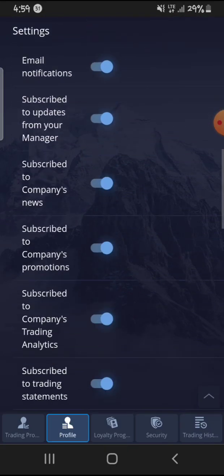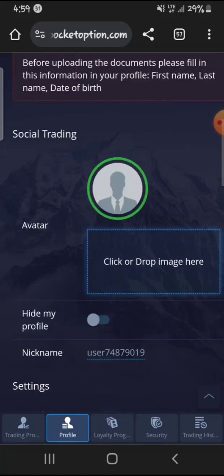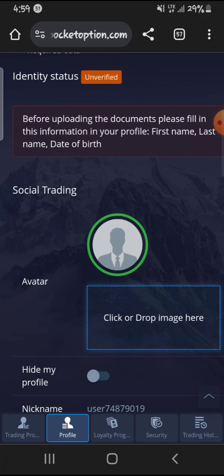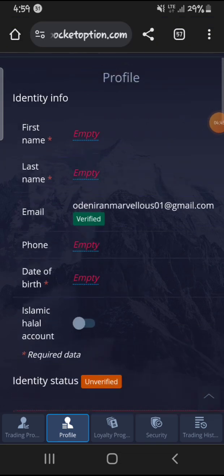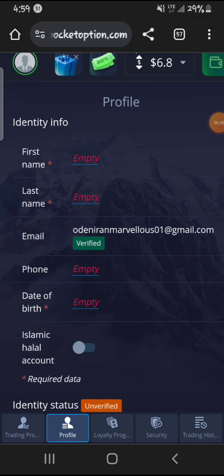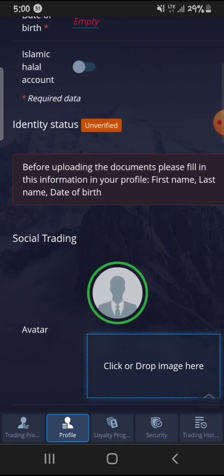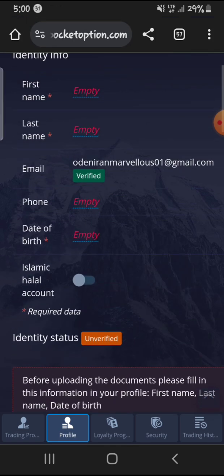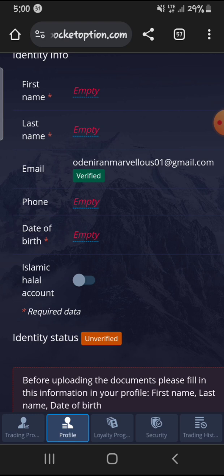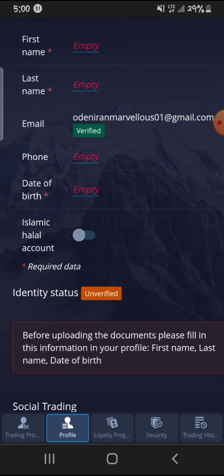sorry, all this, you just have to fill all this. Because this person has not filled in the first name, last name, this and that, it's not giving us the opportunity to verify our identity. But it is very simple. All you need to do is input your name, then afterwards it's going to ask you what country you are from.